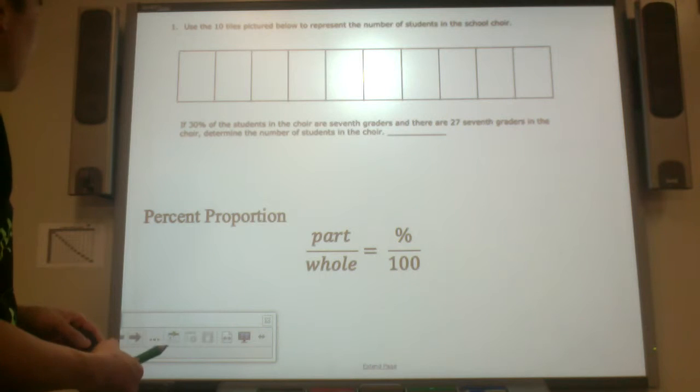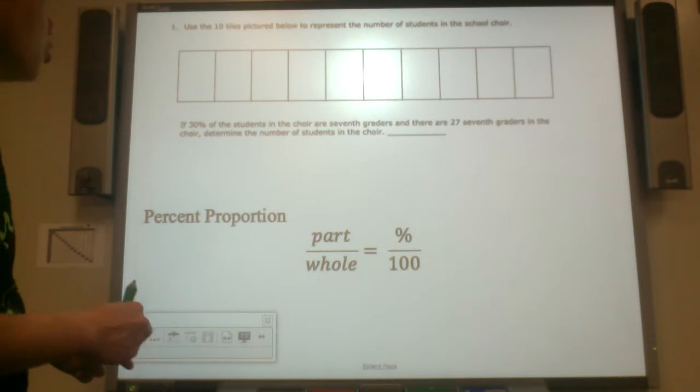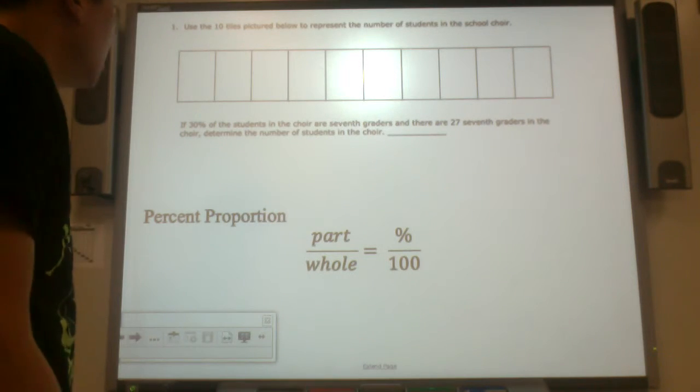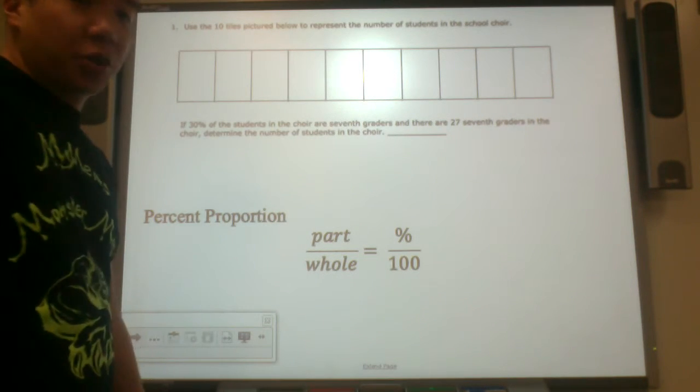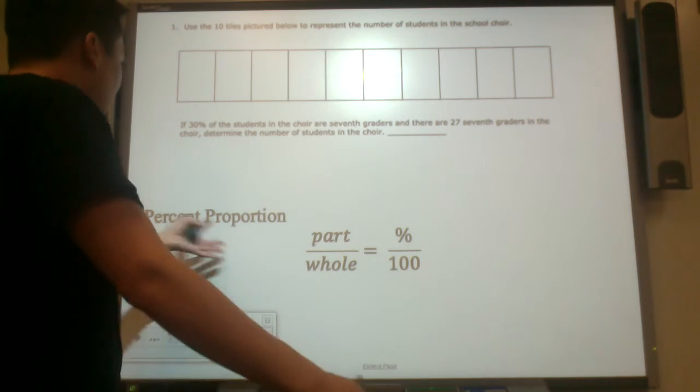And next one. If 30% of the students in the choir are 7th graders and there are 27 7th graders in the choir, determine the number of students in the choir. That's everybody, it's the whole. So what do you want to use? Do you want to use the percent bar or the percent proportion? I really don't care. Well, let's use this one.